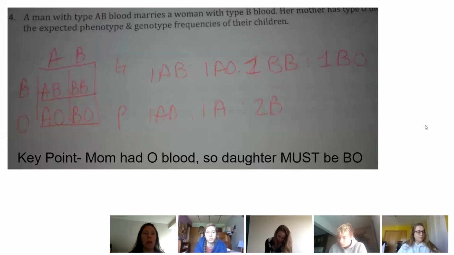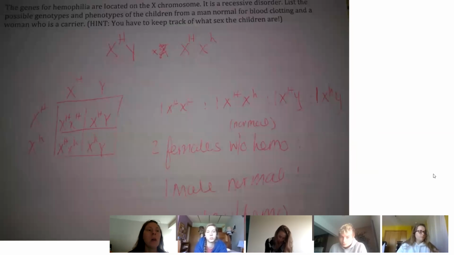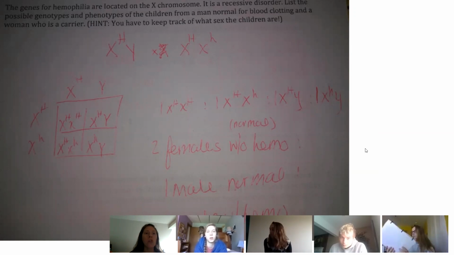All right, and then on to sex-linked traits. Okay, so I wanted to run through this one a little bit. So we had to give the phenotype and genotype ratios of children from a man normal for blood clotting.